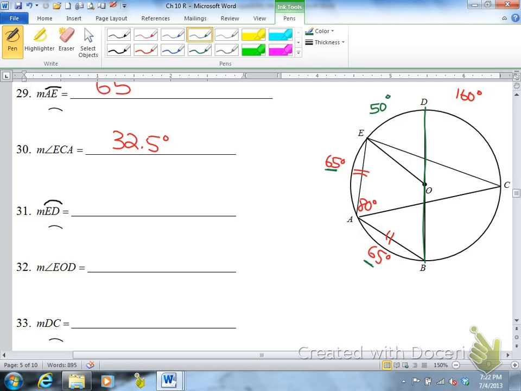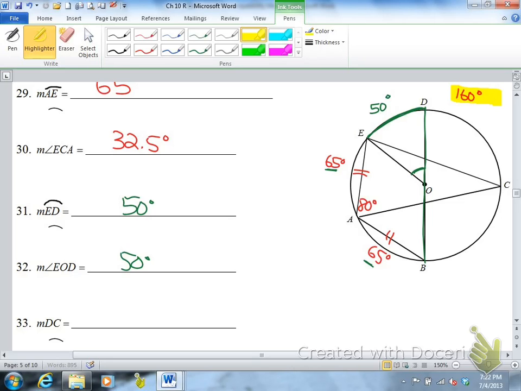EOD, let's see, EOD. So this is a central angle. Central angles are the same measure as the intercepted arc. So that angle would be, ED was 50, that angle is 50. Measure of arc DC.